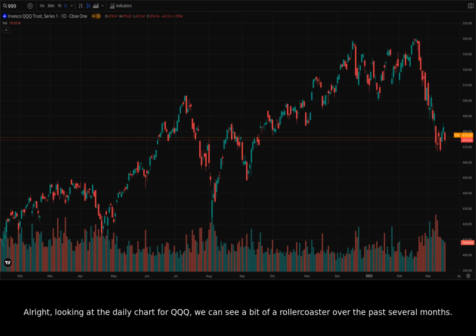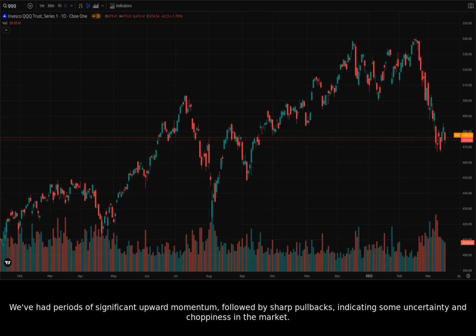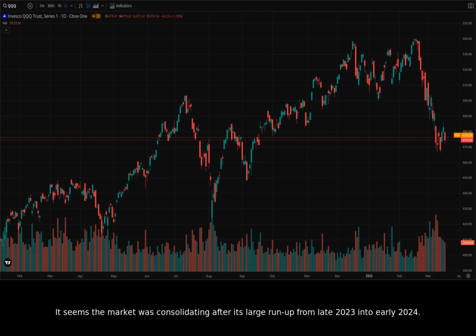reflected. Alright, looking at the daily chart for QQQ, we can see a bit of a roller coaster over the past several months. We've had periods of significant upward momentum, followed by sharp pullbacks, indicating some uncertainty and choppiness in the market. Zooming in on the more recent price action, I see how there has been sideways action the last 2 months since the large drop in early January. It seems the market was consolidating after its large run-up from late 2023 into early 2024.